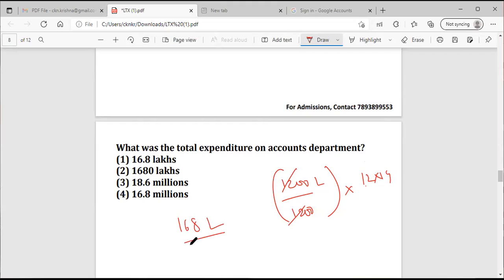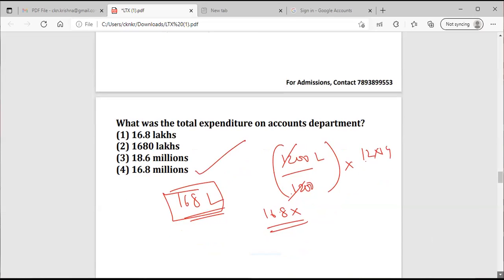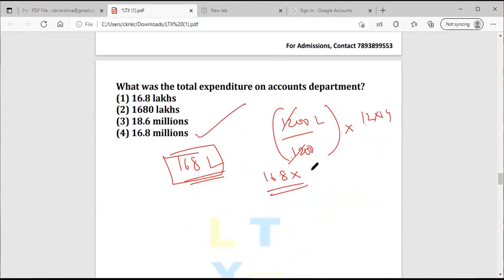Lakhs, 10 power 5. ఇప్పుడు ఈ ప్రాబ్లం మీరు ఎలా సాల్వ్ చేసుకుంటారు? That's up to you. Now you have a number in front of you. How do you solve the problem? It's up to you. I have 168 lakhs. Will you call it as 16.8 into 10 lakhs, which is million? Yes, you have an answer. So the answer is 16.8 million. ఈ ప్రాబ్లమ్ని ఈ 100 మెథడ్లో సాల్వ్ చేసుకుంటే మీకు చాలా సింపుల్ అయిపోతుంది.